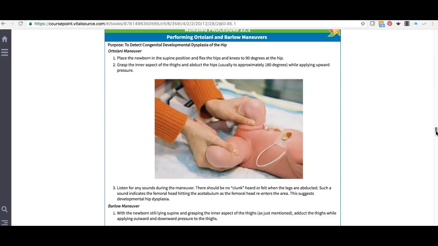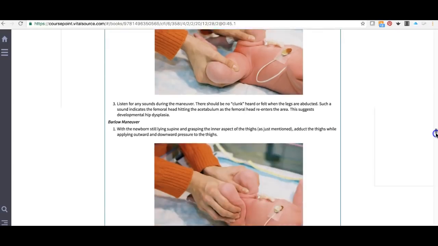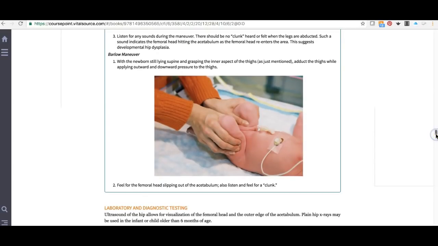So what they do is they take their little thighs and they bend them out, and if they feel a clunk, sometimes you can hear it, but if they feel it, then that's positive, okay? And then they bring them back. Barlow is back. And same thing, okay? So Ortolani is out, Barlow is back. Then if they feel that clunk, they'll do an ultrasound.